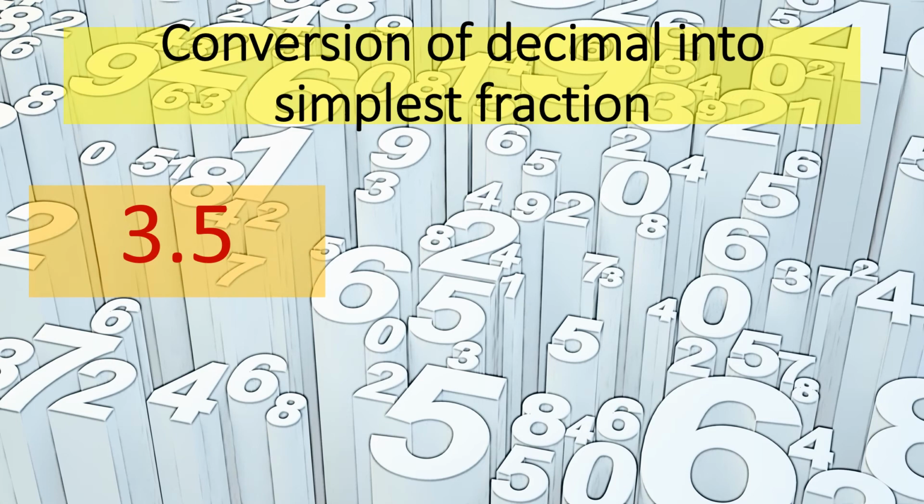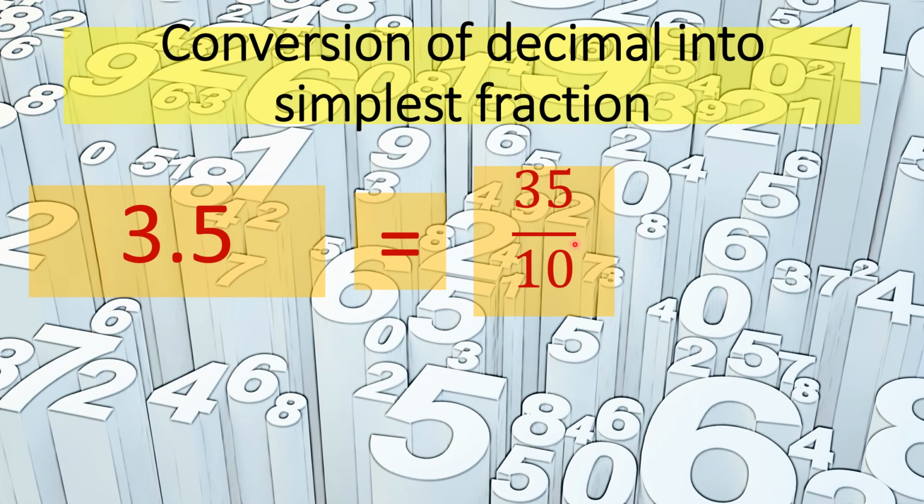More. Here is 3.5. So just count how many digits in decimal part? One digit. It means in fraction, our denominator will be 10 when we will remove the decimal. So your fraction will be 35 by 10. And because it is an improper fraction, we can convert it into mixed number too. And we can simplify also. Just read the question, into simplest fraction.